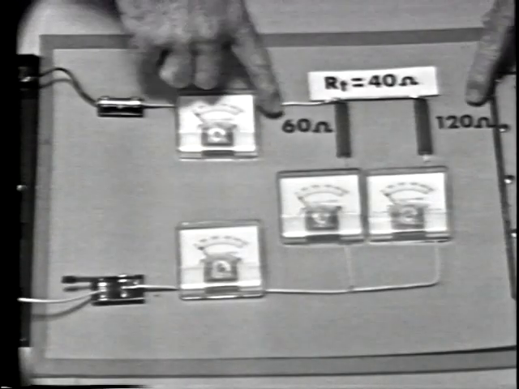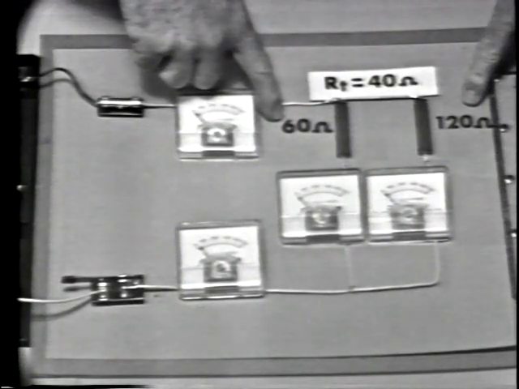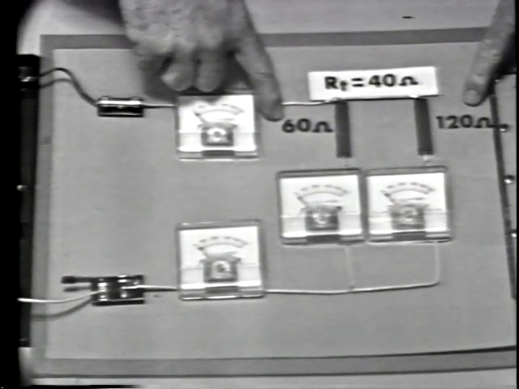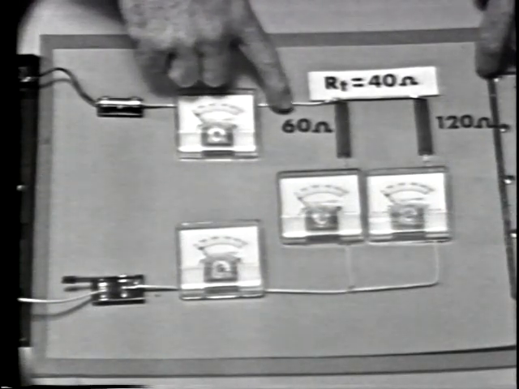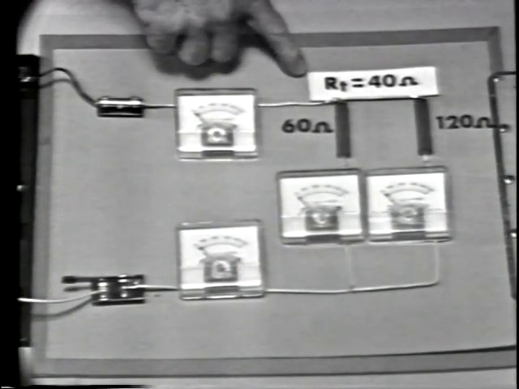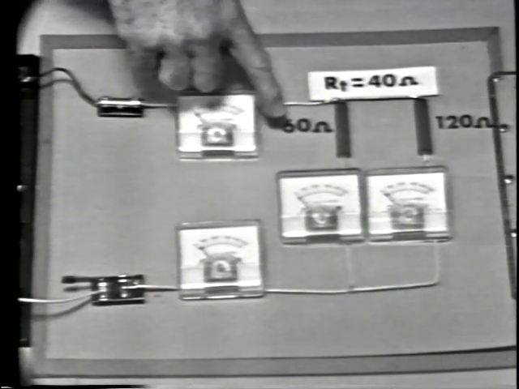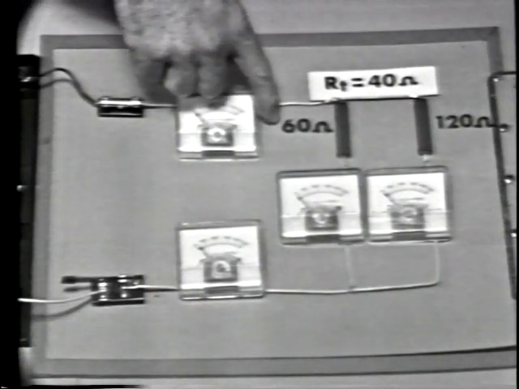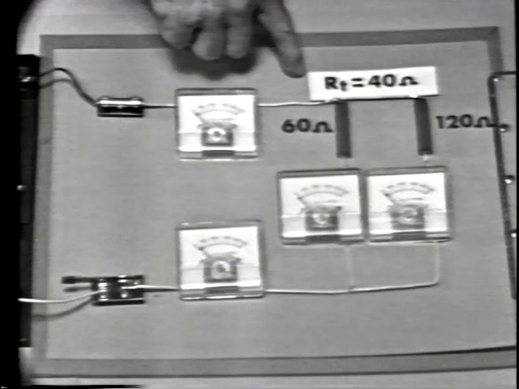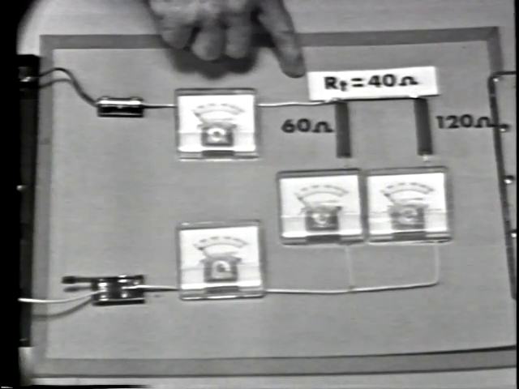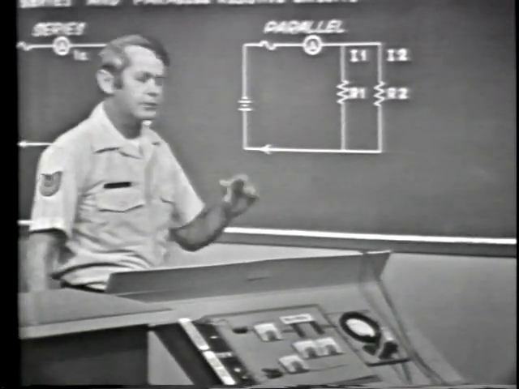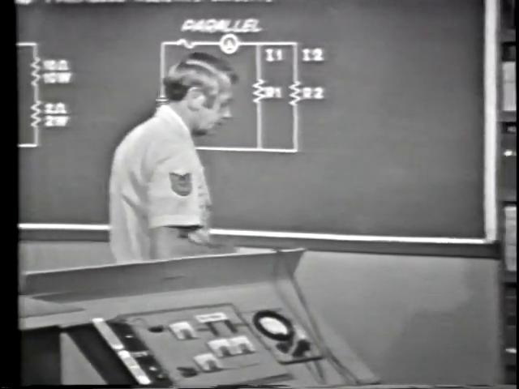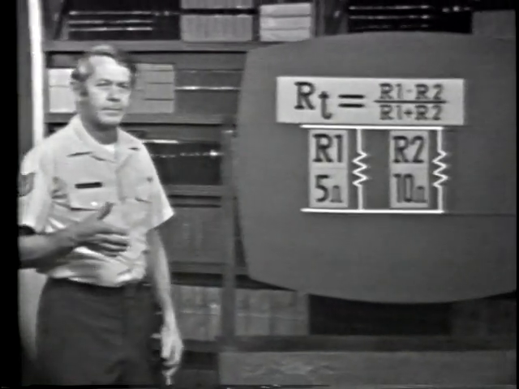By placing the resistors in parallel, we increase the cross-sectional area. Total resistance, then, is less than the smallest branch resistance. If you'll recall, we measured a total resistance of 40 ohms in this circuit. Now, of course, the more resistors we add in parallel, the more the total resistance will decrease.